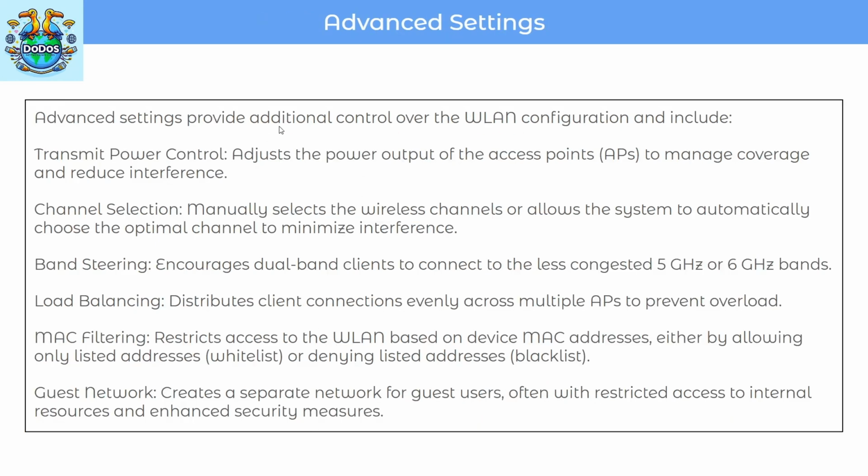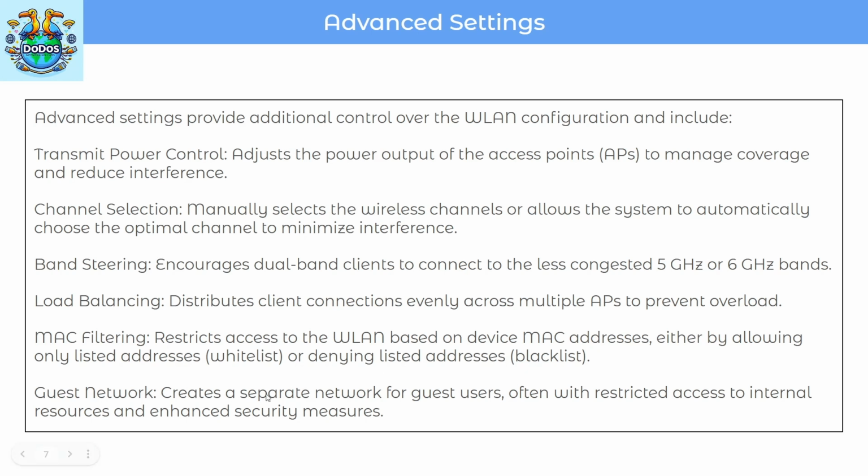Advanced settings provide additional control over the WLAN configuration and include transmit power control, which adjusts the power output of access points to manage coverage and reduce interference; channel selection, which manually selects the wireless channels or allows the system to automatically choose the optimal channel to minimize interference; band steering, which encourages dual band clients to connect to the less congested 5 GHz or 6 GHz bands; load balancing, which distributes client connections evenly across multiple APs to prevent overload; and MAC filtering, which restricts access to the WLAN based on device MAC addresses, either by allowing only listed addresses, which is a whitelist, or denying listed addresses, which is a blacklist.